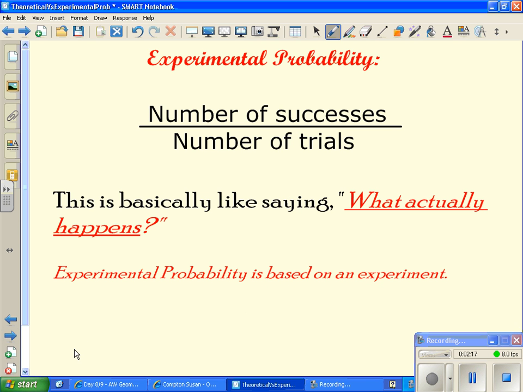Experimental probability is the number of successes divided by the number of trials. This is basically like saying what actually happens. So your experimental probability is not based on what should happen, but it's based on what actually happens in an experiment. Please pause the video and make sure that you have this written down in your notes.